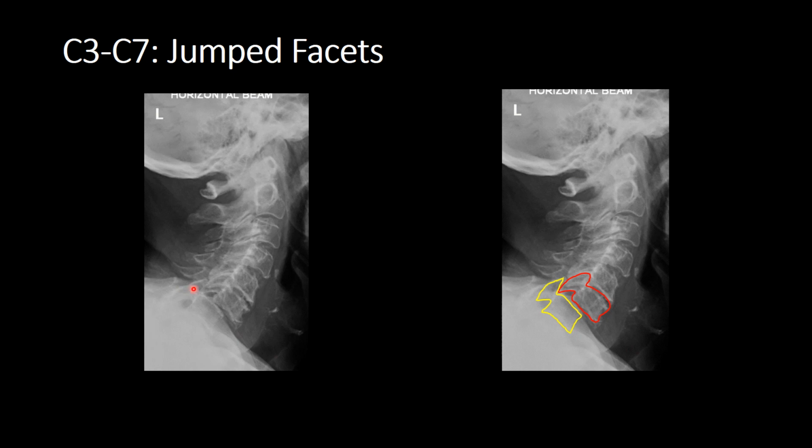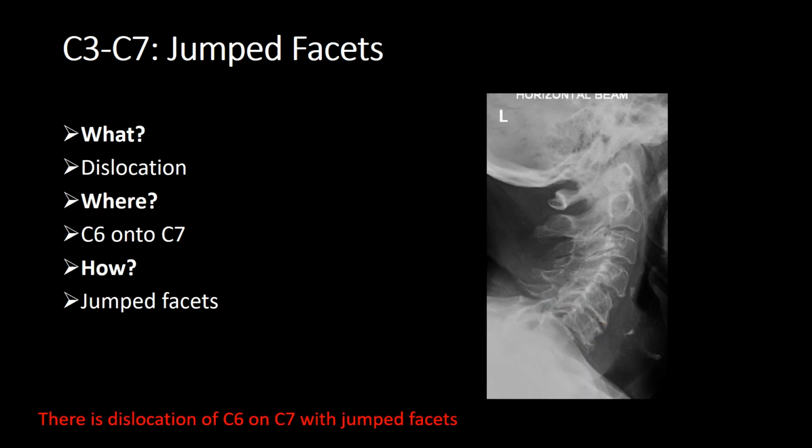Okay, let's have a look at our facets. You've got the abnormal facet joint here. So this is abnormal. The remaining facets are really narrowed and sclerotic, and this is really severe facet joint arthropathy. So that's a degenerative appearance to a spine. Okay, let's move on. So what is it? It's dislocation. Where? C6 onto C7. How? Jumped facets.